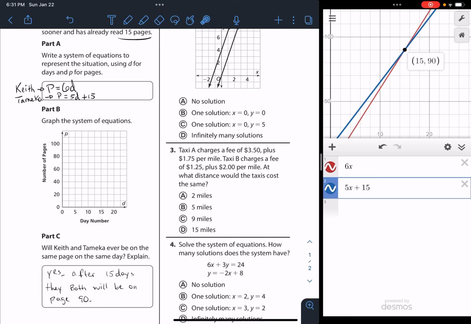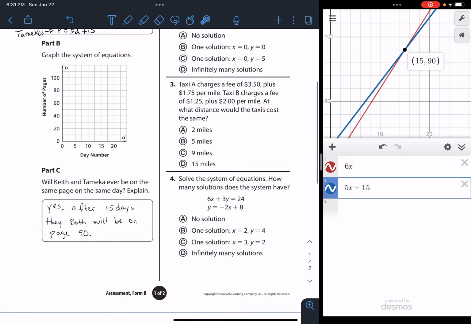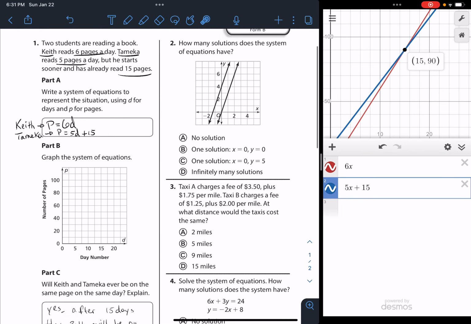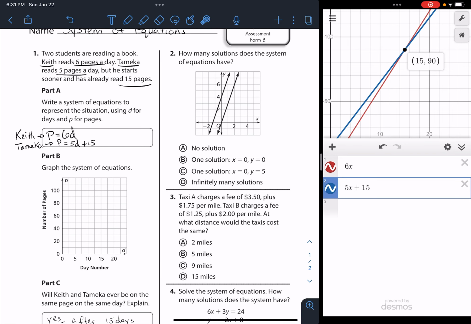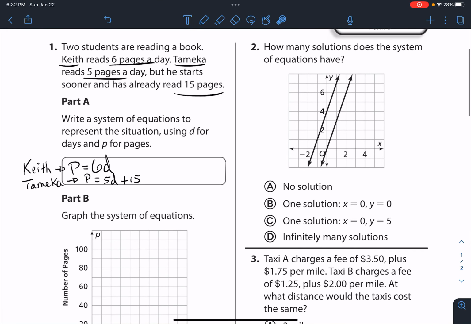And then that's the end of part one. That's part one there. Let's move on to number 2. I'll go ahead and slide the graph out of the way. Let's see here. So how many solutions does the system of equations have? Well, if you guys remember, these lines here are parallel. And if they're parallel, that means, well, hopefully you guessed it, no solution. And it's multiple choice, so that's pretty straightforward.